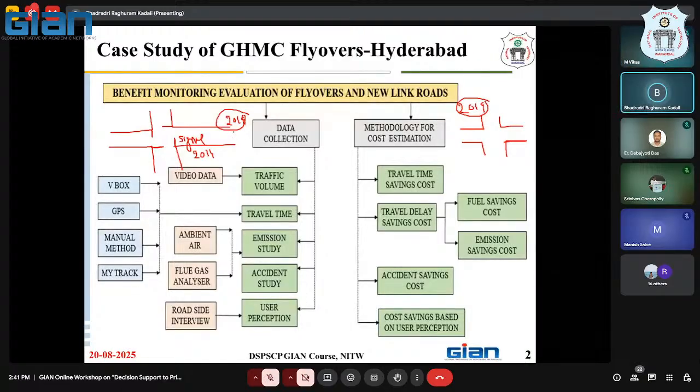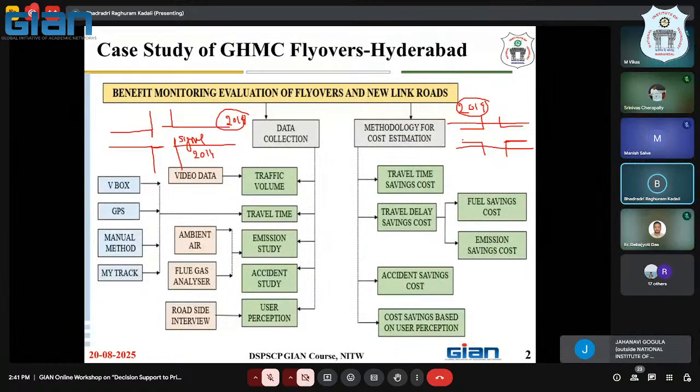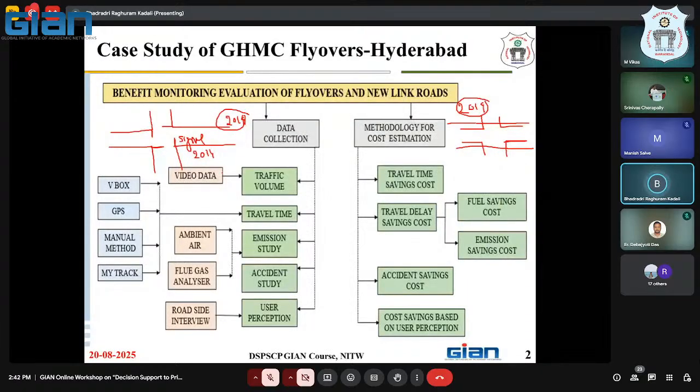So this is the condition in 2014. In 2019 you have an additional flyover on top of the junction, going over the junction. So now we have two conditions, before flyover and after flyover. Then we collected the traffic volumes, because this project was given as a benefit monitoring evaluation. We don't have any single data for 2014, but we have data around 2020, 2021 I guess, if I remember correctly. So at 2022 we collected the traffic volume.